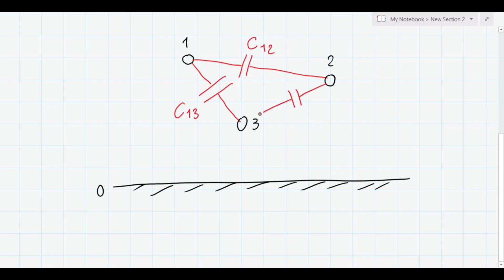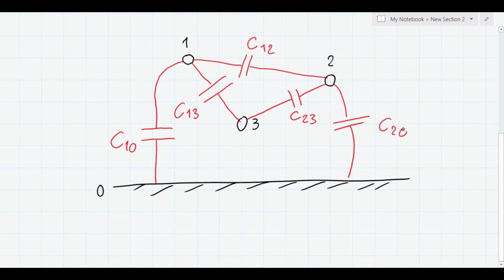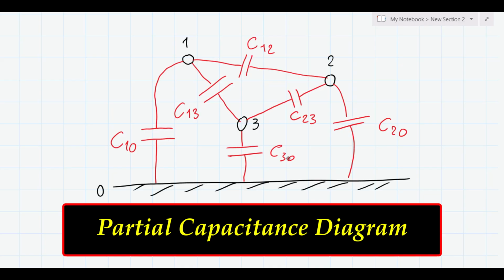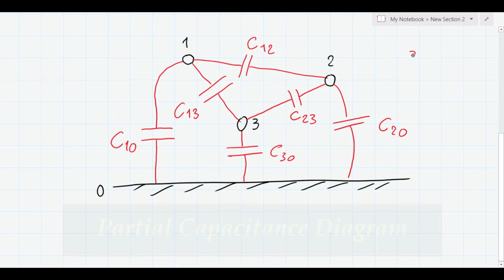And there is a capacitance between conductor 2 and 3. I call it C23. Also, each conductor has a capacitance to infinity or ground. Therefore, there is a partial capacitance between conductor 1 and ground. I call it C10. Here we have C20. And between conductor 3 and ground we have C30. What you see is the partial capacitance diagram for our system. We have three conductors plus a ground or infinity, and we have 6 different partial capacitances in here.